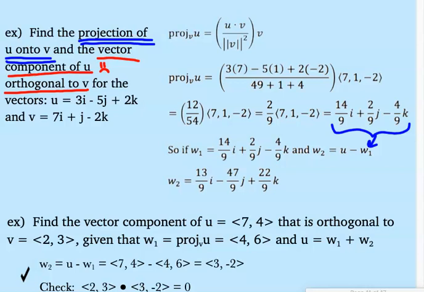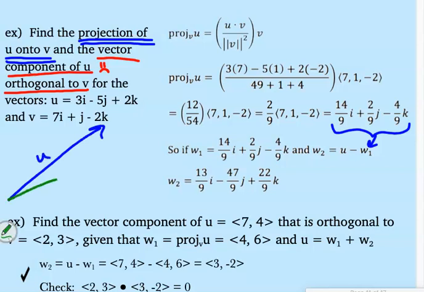All right, so that's step 1. Yes? It says the vector component of u orthogonal to v. What is that? In the first one. So here's what happens. I'm going to draw a picture. It might not be these, but it'll be in general. Okay. So you have u.